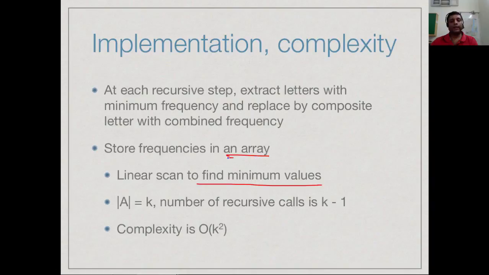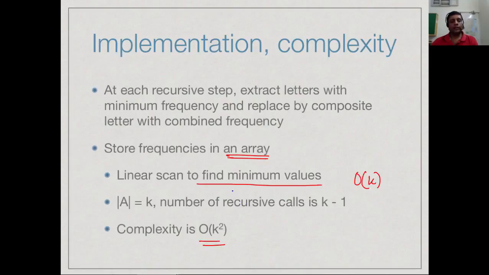If we use an array, then as we know, we'll have to scan the array each time to find the minimum values. Remember that the minimum values keep changing. I can't sort it once and for all because each time I combine two letters, I introduce a new letter into my array with a new value, which may or may not be the minimum. So at each stage I have to find the minimum. So it's an order k scan each time. It's a linear scan, and I do this about k times, so I get order k square.